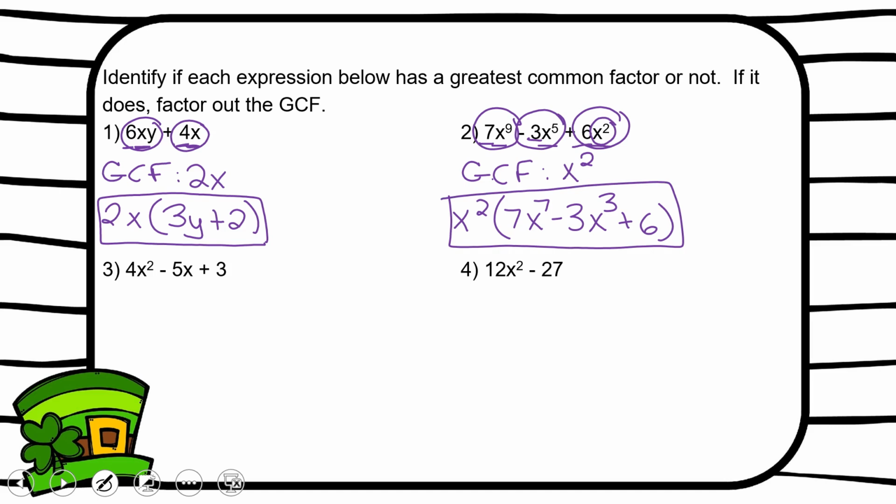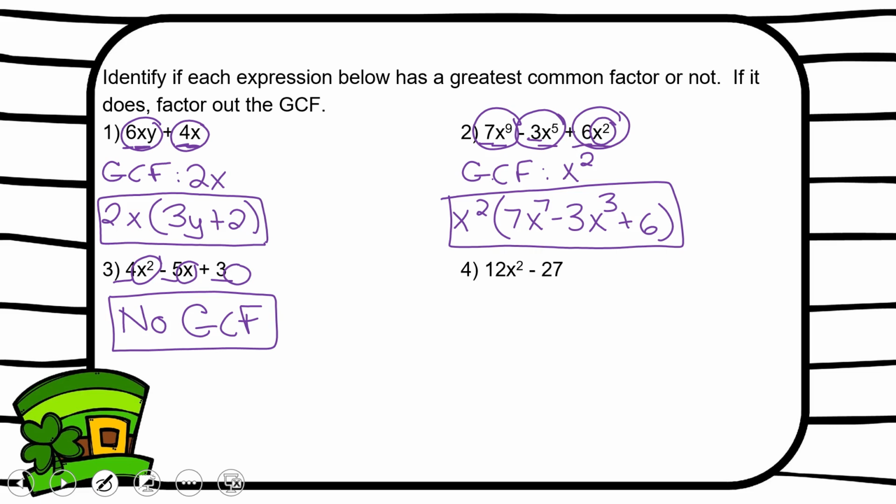Now on 3, same idea. We're looking at 4, 5, and 3. Again, none of those are divisible by the same number other than the number 1. So now let's go to variables. x squared, x, but then 3 doesn't have any variable with it. So I can't factor out an x from all 3 of these terms. When we have a situation like this, this tells us that there's no GCF. For that expression, there is nothing that I can divide all 3 by. And that's going to happen sometimes.